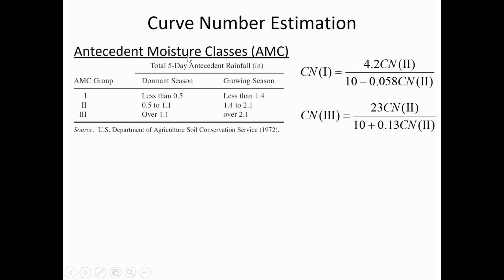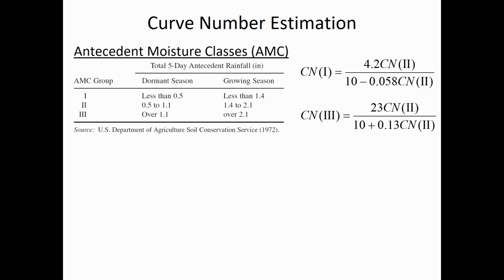What these formulas allow you to do is take a category 2 curve number and adjust for if it has been really wet. Category 3 is if it's been really wet, like if there's been more than 1.1 inches of rain in the last 5 days, then you'd need to adjust your curve number to find out how much extra runoff you're going to have. And if it's been really dry, then the soil is going to be more prone to absorbing additional water than the typical category 2 curve number would indicate. So both of these are corrections that take into account really dry or really wet conditions in the last 5 days.